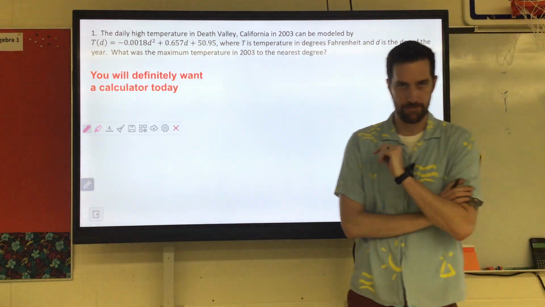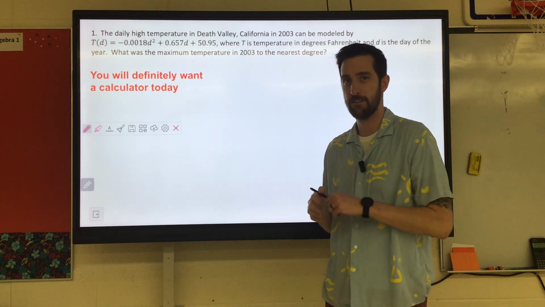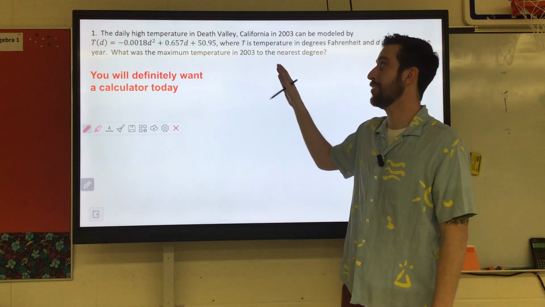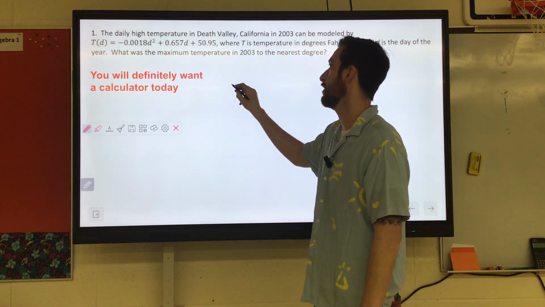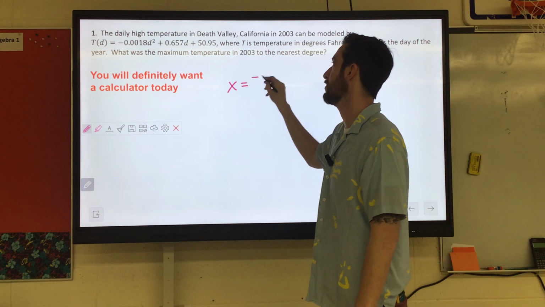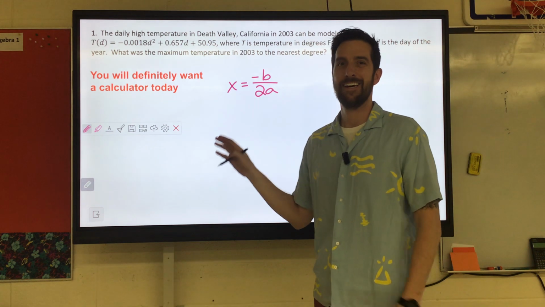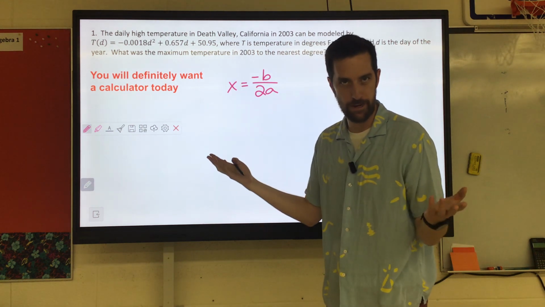Now, hey, listen. Maximum, minimum happens at the vertex. So a lot of these questions, you're just finding the vertex. This is in standard form. And in standard form, the vertex formula, first you find your x of the vertex, which is opposite of b over 2a. And then you substitute that number into the equation and you solve for y.